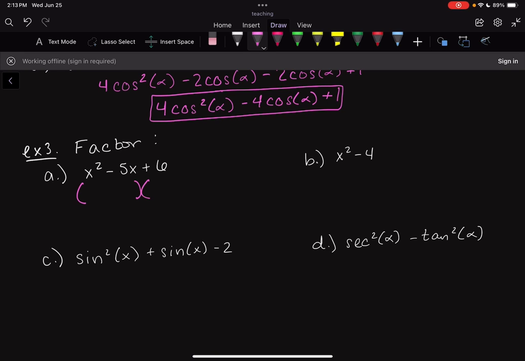So this one factors into my 2 parentheses. So I'm backwards FOILing. Two things that multiply to get x squared would be x and x. And then for the last numbers, you're looking for 2 numbers that multiply to get 6 but add to get negative 5. Because it's a positive, they need to be the same sign. And because we're trying to get to a negative 5, they're both going to be negative.